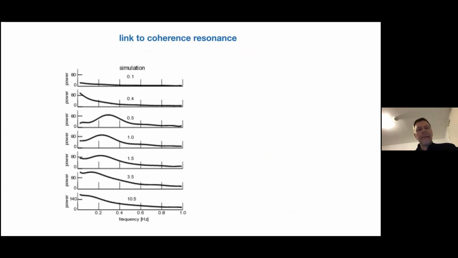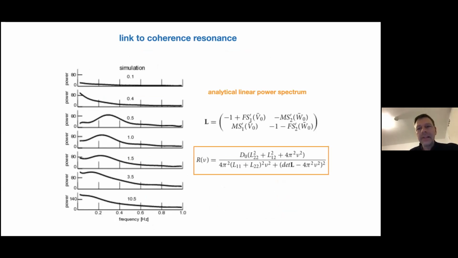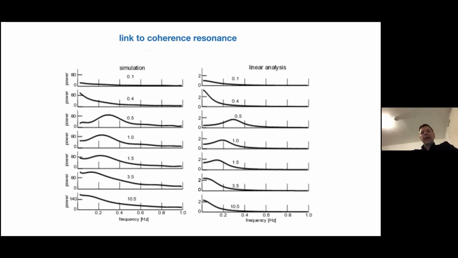So here we have the results of the power spectra in a simulation from top to bottom with increasing noise level, and then we came up with a partially linear theory, so we can compute the analytical power spectrum of this, and at the end we find it agrees quite well with the simulations, and this is exactly what happens in coherence resonance. You increase the noise, then you induce a certain frequency. This peak here at 0.5 emerges, and then it vanishes again. And this is coherence resonance.